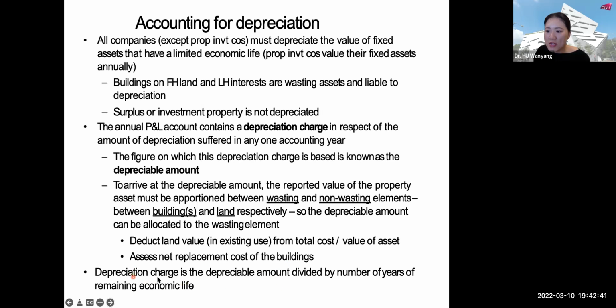So for the depreciation charge, we use the depreciable amount divided by the number of years of remaining economic life. For example, if we have 20 years remaining economic life, then we need to divide the depreciable amount by 20 years. This is how we calculate the depreciation charge.